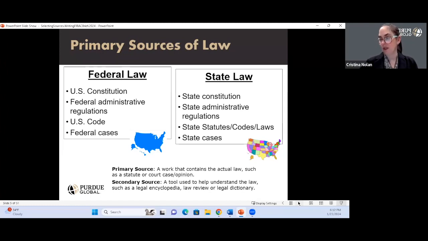A primary source is the work that contains the actual law, such as a statute or court case, a judicial opinion. A secondary source is a tool. Think of it like you're in a museum, and the actual artifact is your primary source. Any of the tools that you use to work on that artifact are like your secondary sources. So, that's the legal encyclopedia, law review, or a legal dictionary. All of those sources are valid.